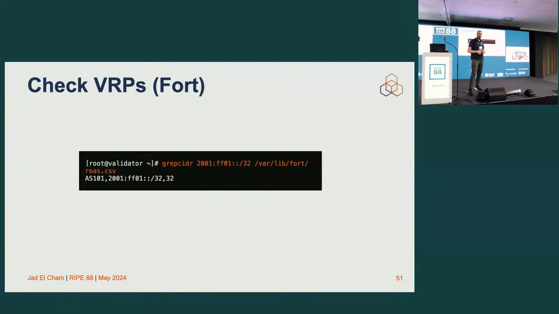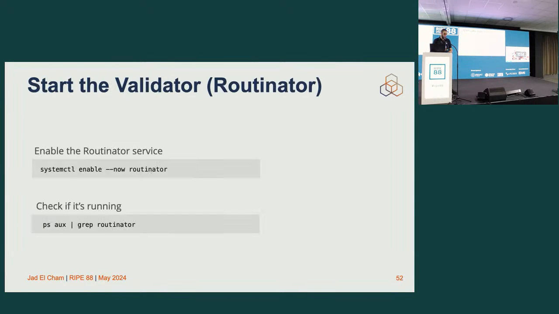Now, if you'd like to check the validated caches, so you're wondering, do I have a validated ROA for my /32? What you can do is grab your cidr command for a specific prefix, 2001:FF01::/32, and then if it spits back an answer, a line saying, yeah, I saw a ROA that says AS101 will be announcing this /32 and the maximum prefix length /32, what that means is that your validator found a ROA and it was able to validate it. So the chain of trust is completed.